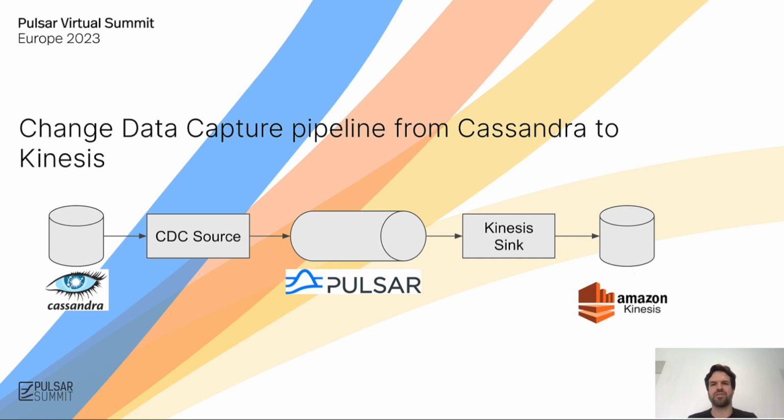Change Data Capture is a technology that watches the changes that occur on a database, and each time there's a change, so an insertion or modification of a row, it creates a message and puts it into Pulsar. And then with the Kinesis sink, we read this message and we publish it to Amazon Kinesis.